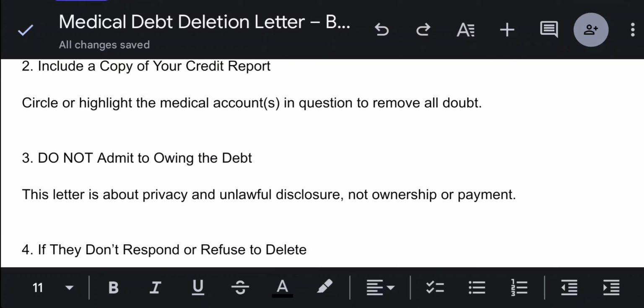This letter is about privacy and unlawful disclosure, not ownership or payment. So don't get it twisted. Sometimes people get in their feelings, well, if it was yours, this and that. Listen, this ain't that. This is about you using the laws, the codes to your advantage. If they violated those things, then that's grounds for removal. How you handle it on the back end is on you. But that's grounds for removal because of their breaking of the privacy as well as unlawful disclosure.